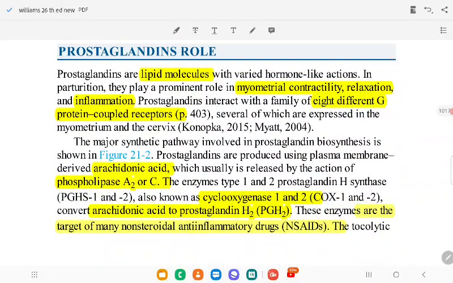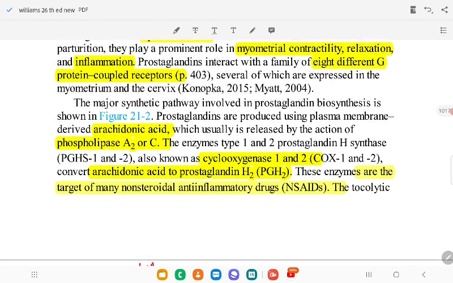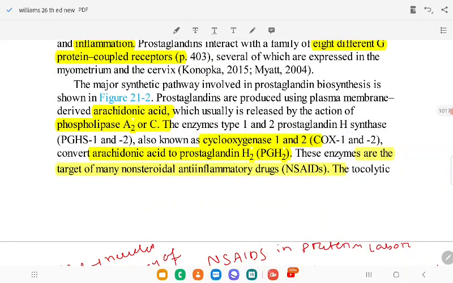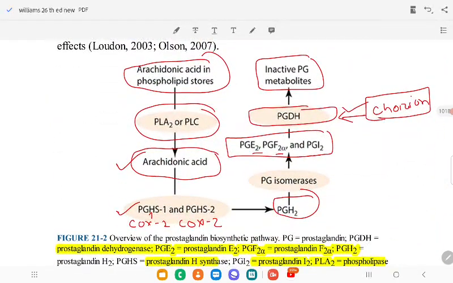What is the role of prostaglandin? Prostaglandin is a lipid molecule with hormone-like action. In parturition, prostaglandins play a prominent role in myometrial contractility, relaxation, and inflammation. Prostaglandins interact with G protein coupled receptors, which are expressed in the myometrium and the cervix. The major synthetic pathway is synthesis from arachidonic acid with the help of the enzyme phospholipase A2 or C. This is the pathway.